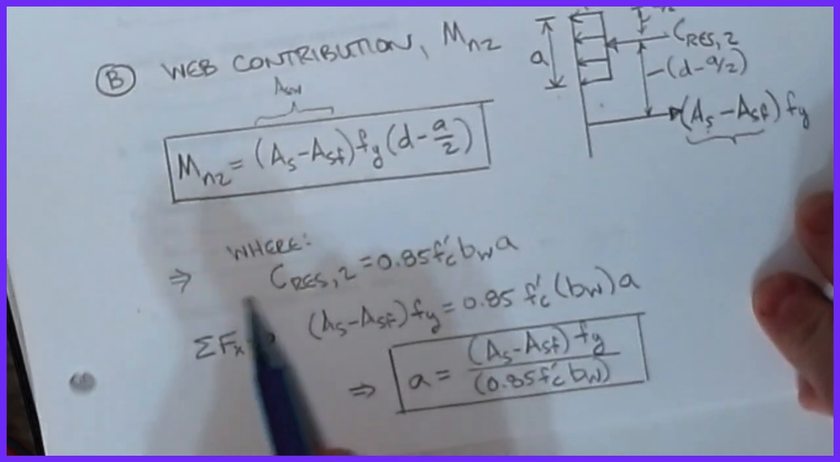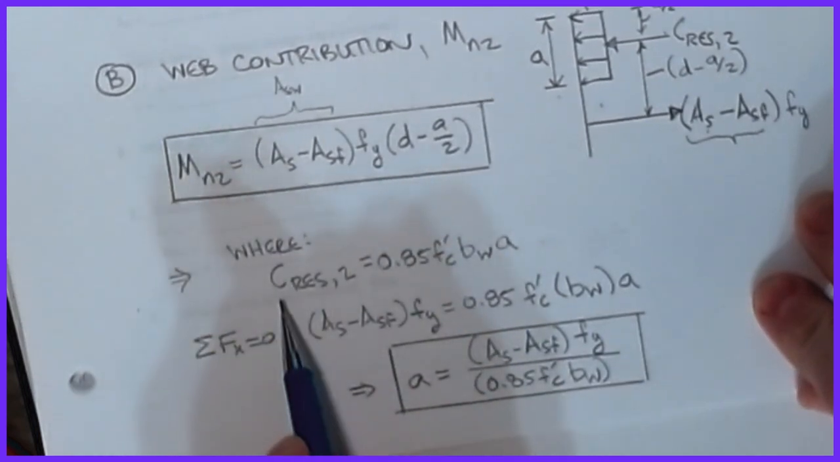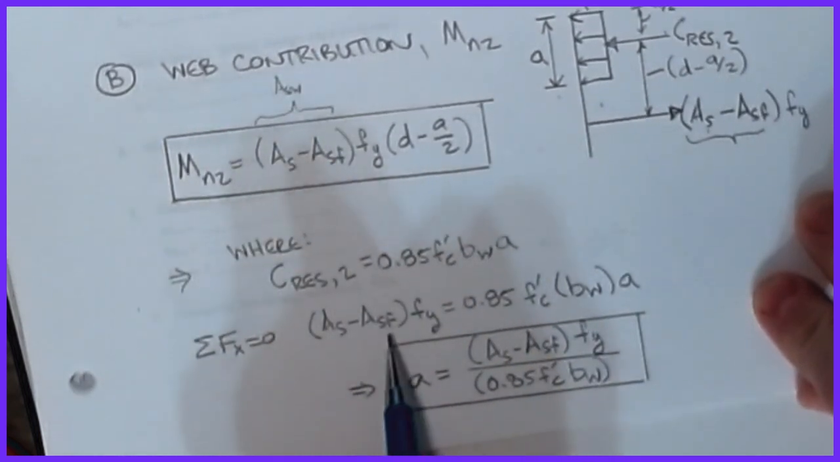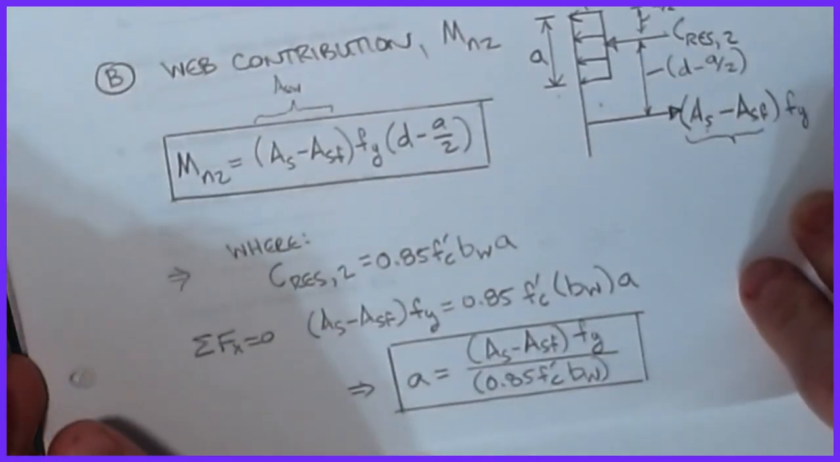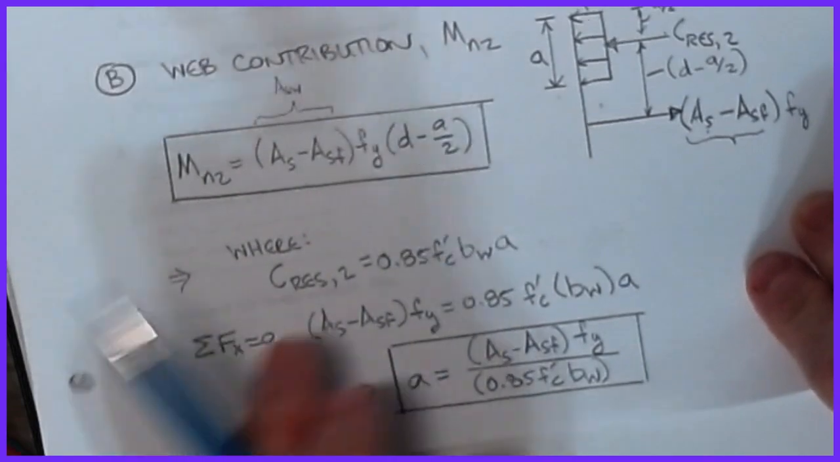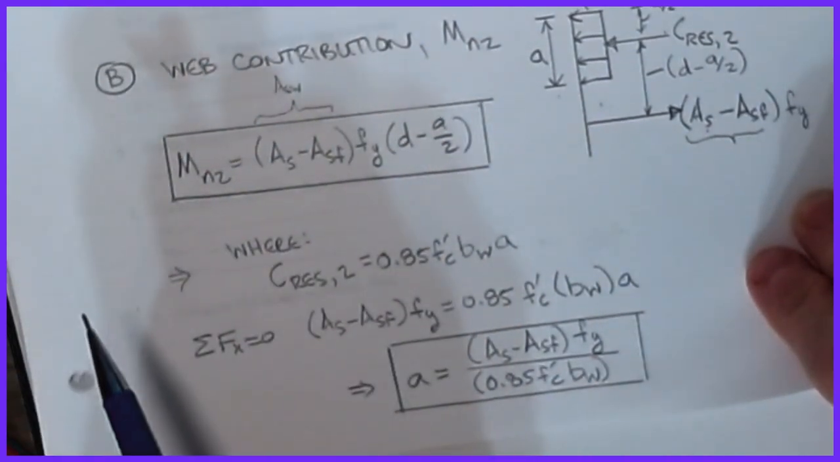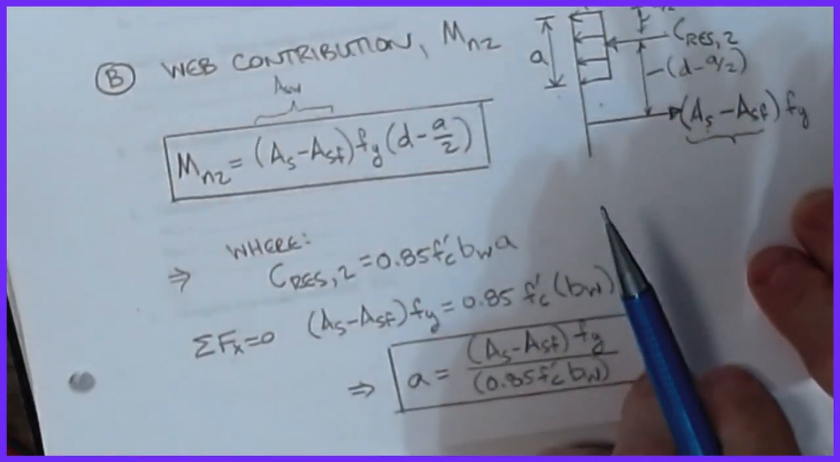Okay, so it's the same game. Same sum of forces in X, calculate your concrete resultant, set it equal to your tensile resultant, and you're off to the races, so to say. So anyway, it's not a real hard concept, so hopefully it makes sense to you.